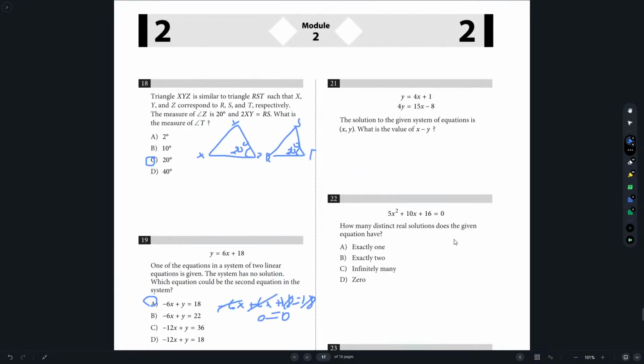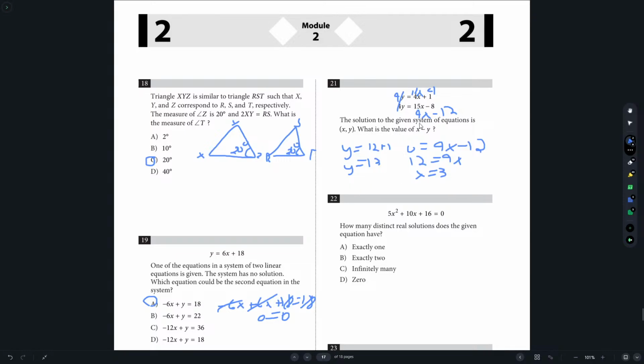The solution to the given system of equations is xy. What is the value of x minus y? Okay, so we need to solve this system of equations. Let's multiply the top by 4 and then subtract it. This becomes 16, this becomes 4. We subtract this. This becomes 4x. Subtract a 4 here, and we also get negative 12. 0 is equal to 4x minus 12, or 12 is equal to 4x. x is equal to 3. Going back to the start, we have y is equal to 12 plus 1, or y is equal to 13.